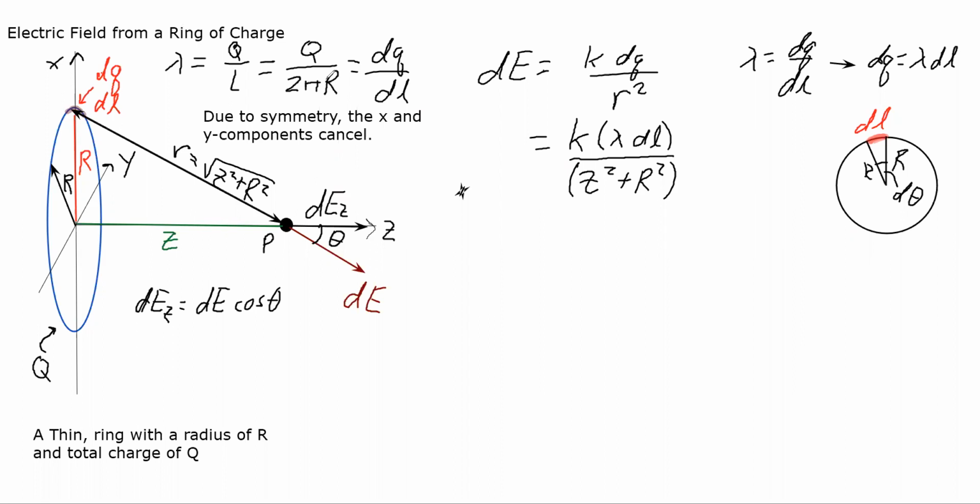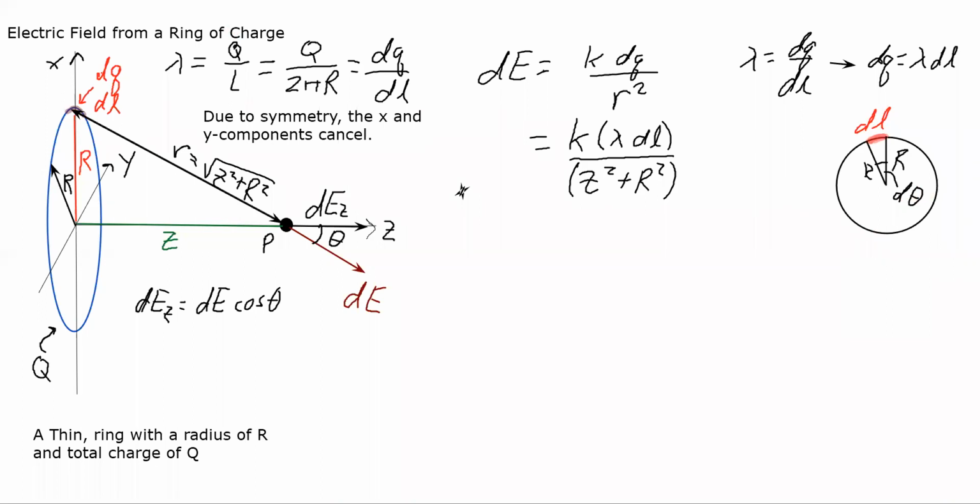Well, if you remember, arc length s equals R theta. The length of the arc is just R times the angle. In this case, dL is my arc length, so dL is related to d theta by the same equation.